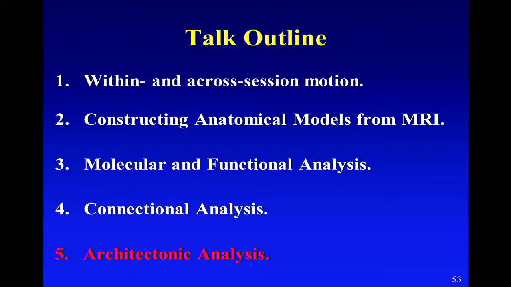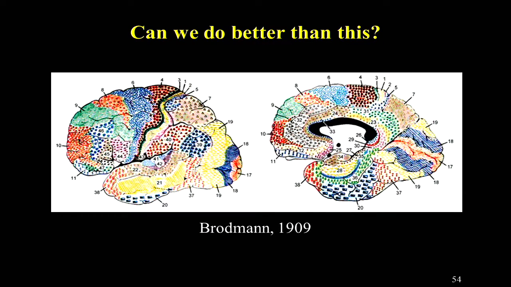Okay, on to architectonics. So do people in general know what architectonics are? Okay, so architectonics have a history of hundreds of years in neuroanatomy. The most famous is certainly Korbinian Brodmann in 1909.